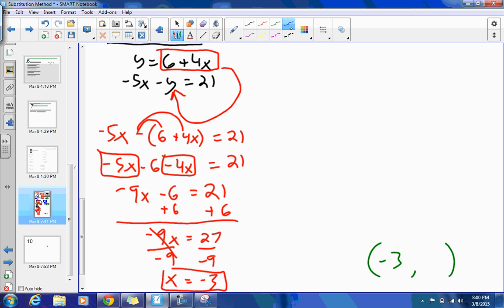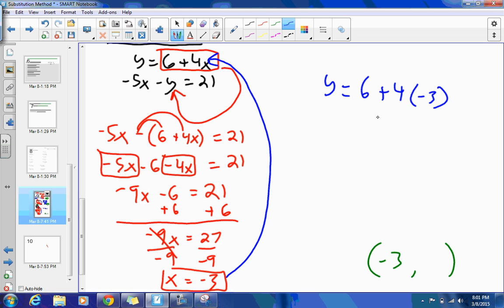But with that x, we can plug that in for either equation now, and then solve for y. I'm going to plug it in for this one since it's already solved for y, and I'm going to plug in -3 for x. So y is equal to 6 plus 4 times -3. 4 times negative 3 is negative 12. And then 6 plus negative 12 is a negative 6, because you have a positive 6 and you're subtracting 12. So y here equals negative 6.